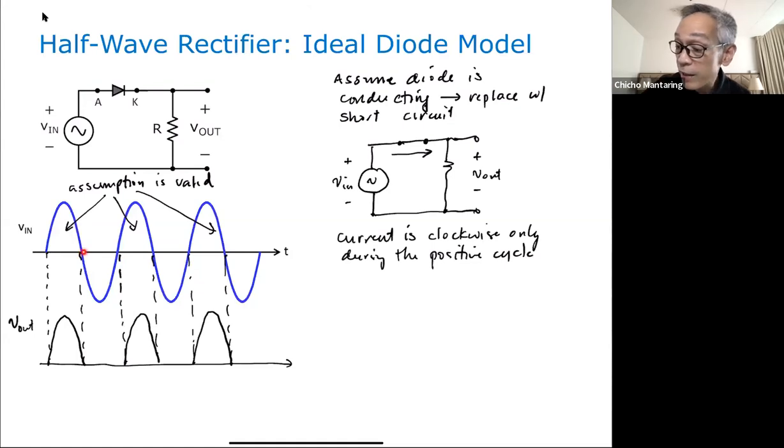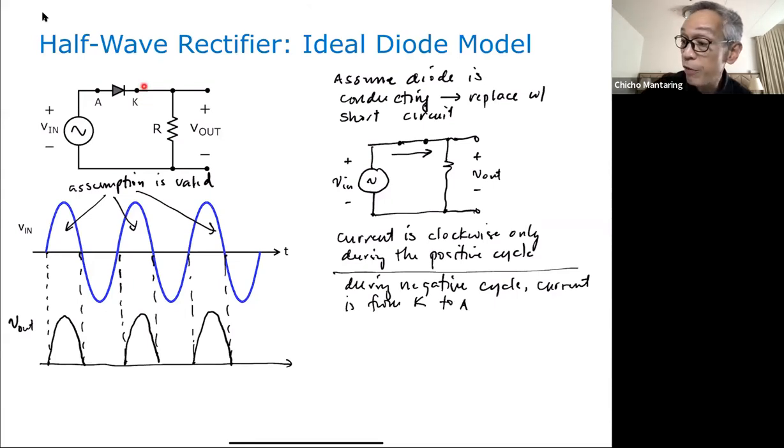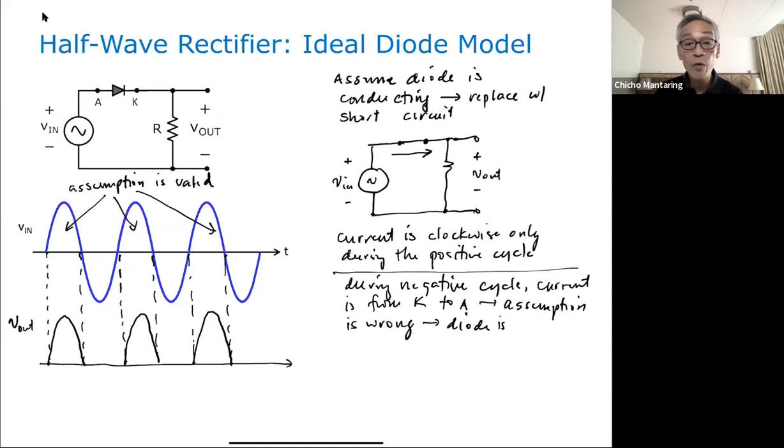Now, what happens during the negative cycle? During the negative cycle, ang current natin will be counterclockwise. Okay? So, during negative cycle, current is from cathode, from K to A, which is opposite the direction of the diode arrow. Meaning to say, during the negative cycle, since current is from K to A, the assumption is wrong. And the diode is equivalent to an open circuit.